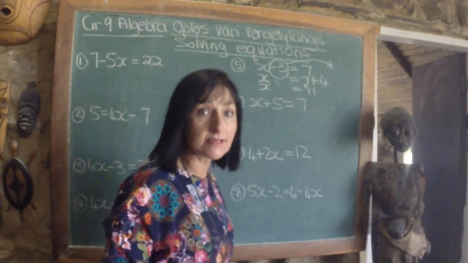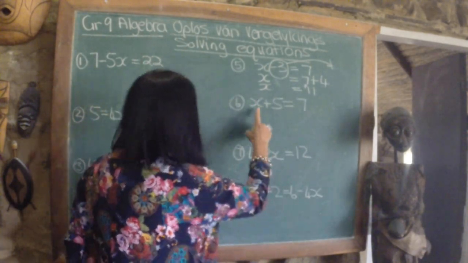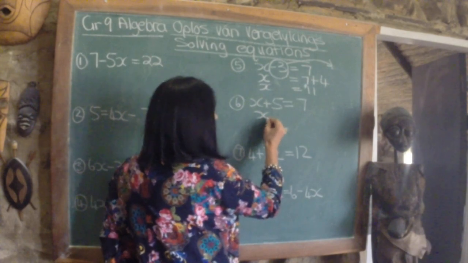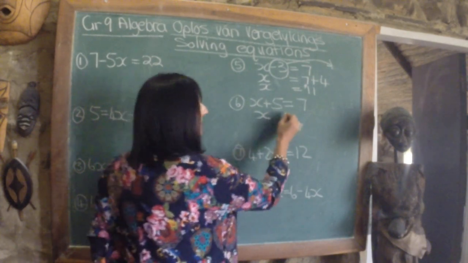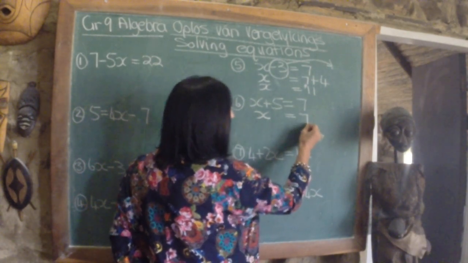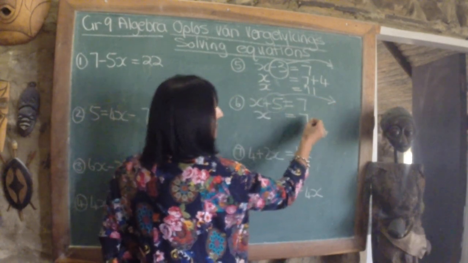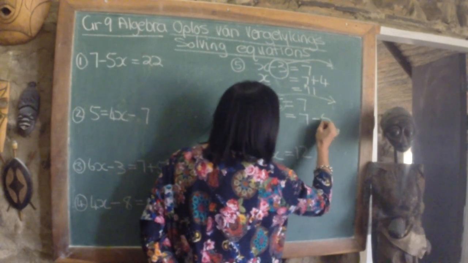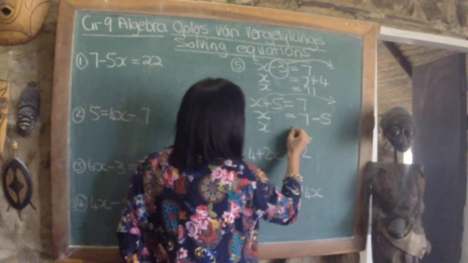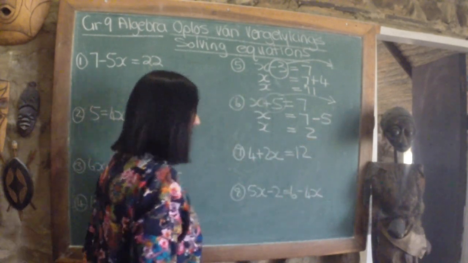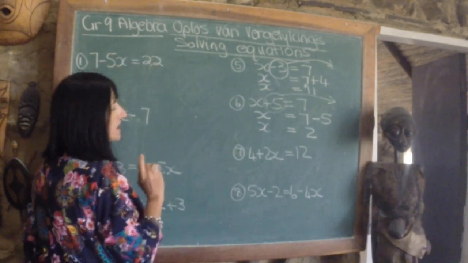I solved x. I'm done. Kom ons doen hierdie. 1x on this side, taking the 5 to the other side of the equals to, wanneer ek om daai kant toe vat, word die plus 'n minus. So x equals 2. I've solved it. Kom ons kyk na nommer 7.